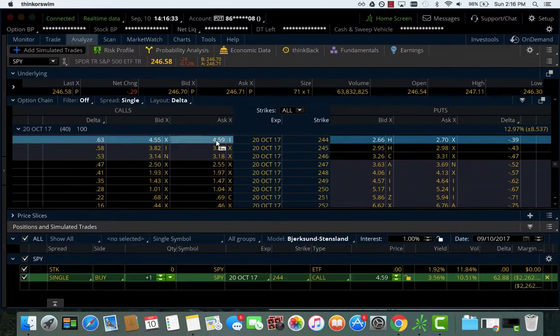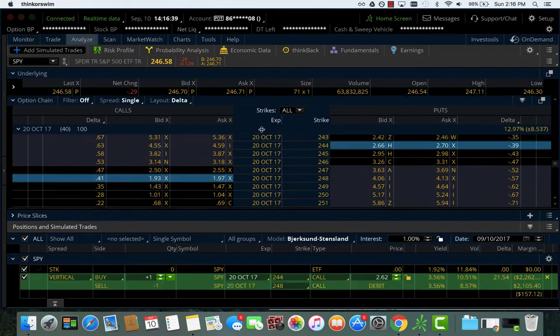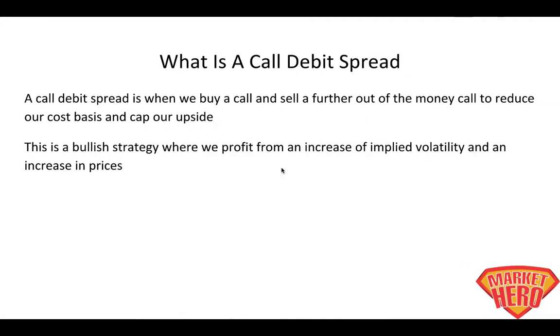So we're going to buy the 60 delta call and sell the 40 delta call, right? The reason we profit from an increase in implied volatility is the 244 call here is about 257, and the 248 call is about 195, right? The 244 call is going to have a greater increase in price based off of implied volatility than the 248 price is. So not only do we profit from an increase in prices, but we also profit from an increase in implied volatility.